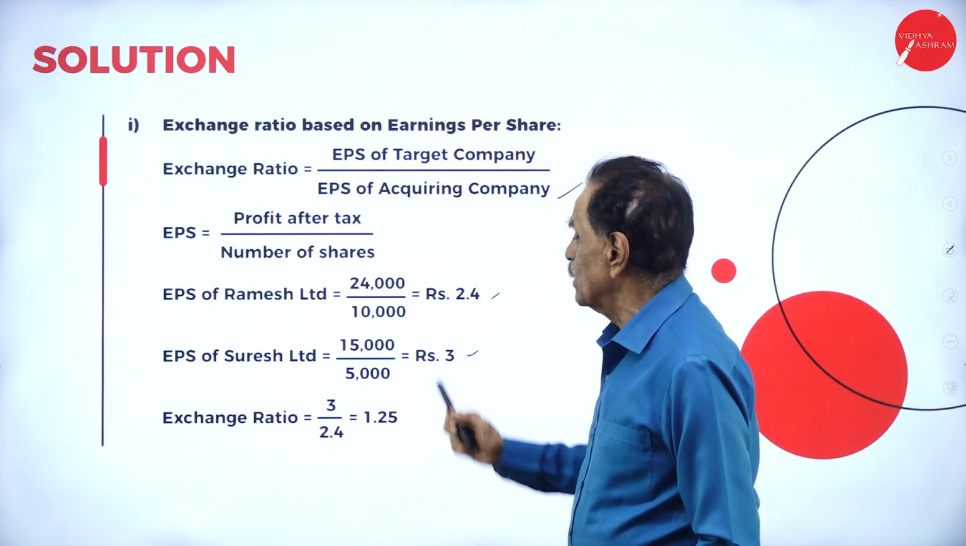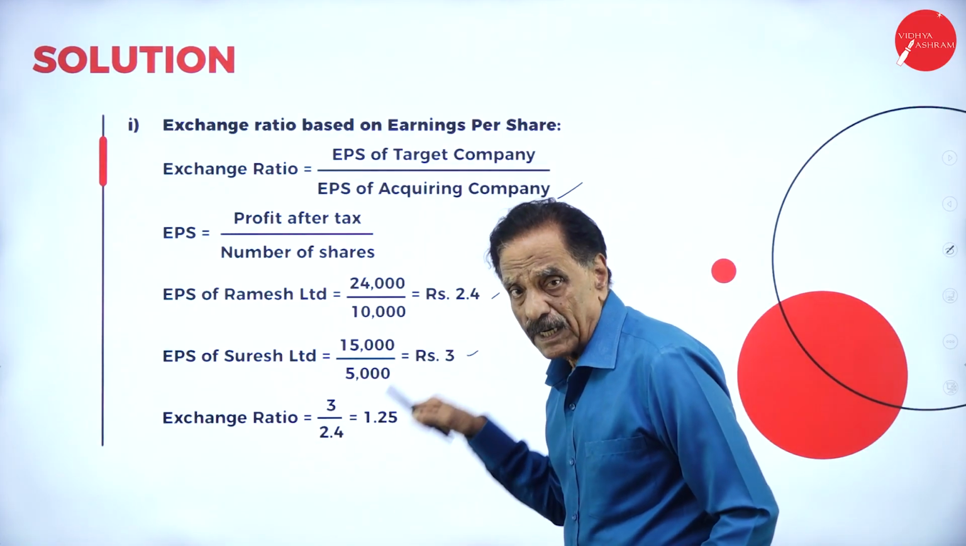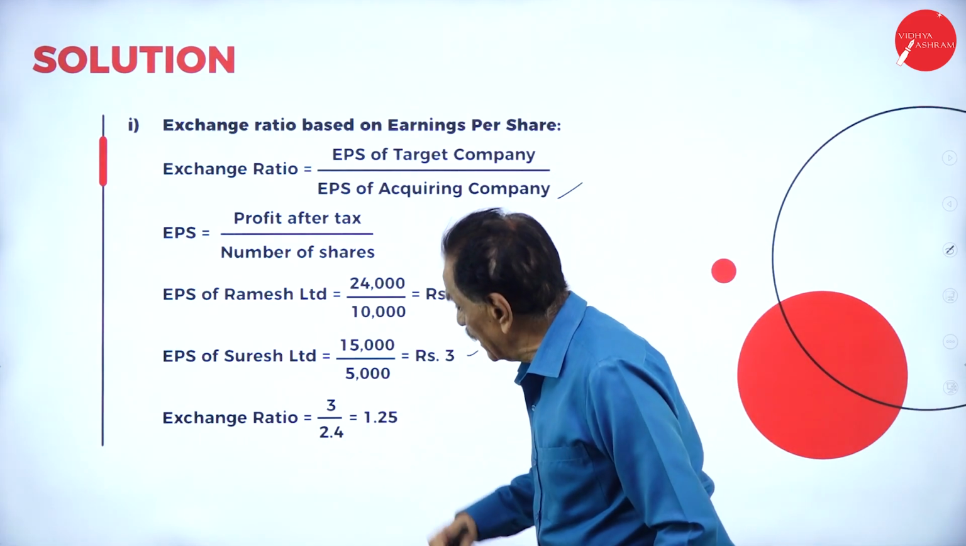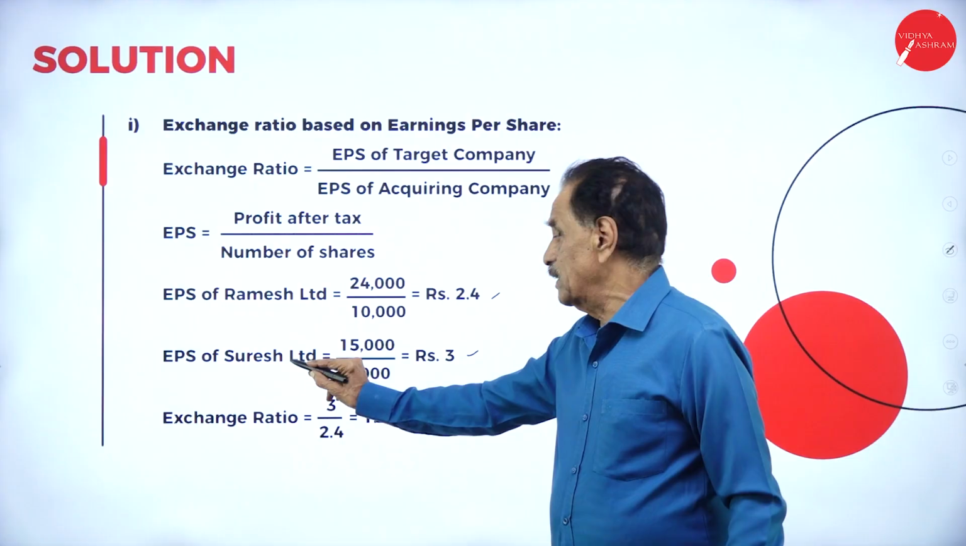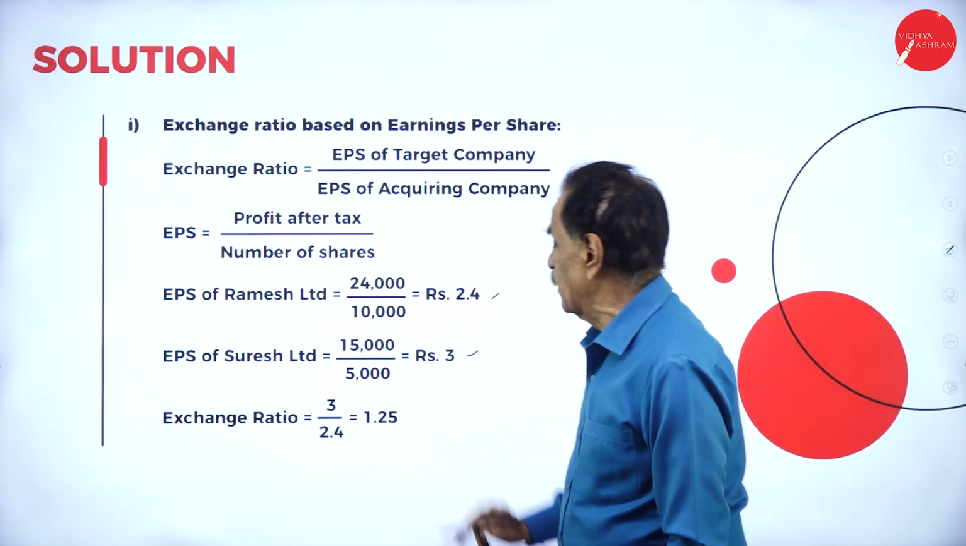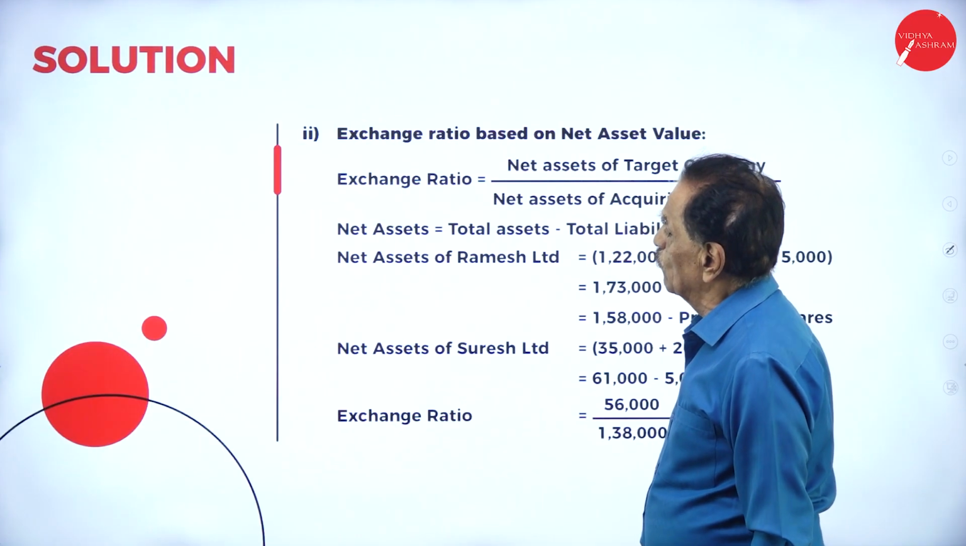Exchange ratio is Suresh Limited divided by Ramesh Limited. So who is taking over? Ramesh Limited is taking over Suresh Limited. So this is the target company. This is called the acquiring company. 3 divided by 2.4 is 1.25.